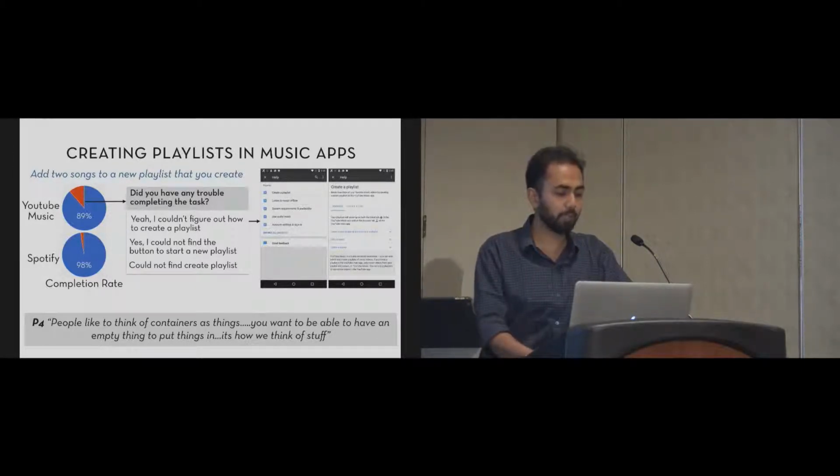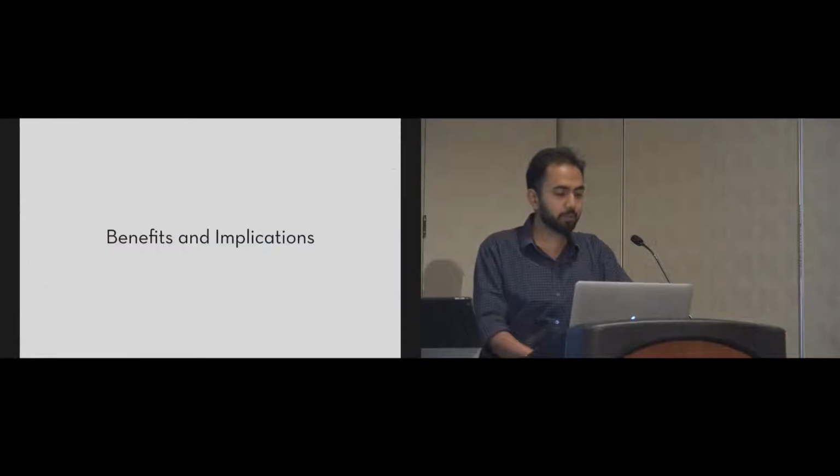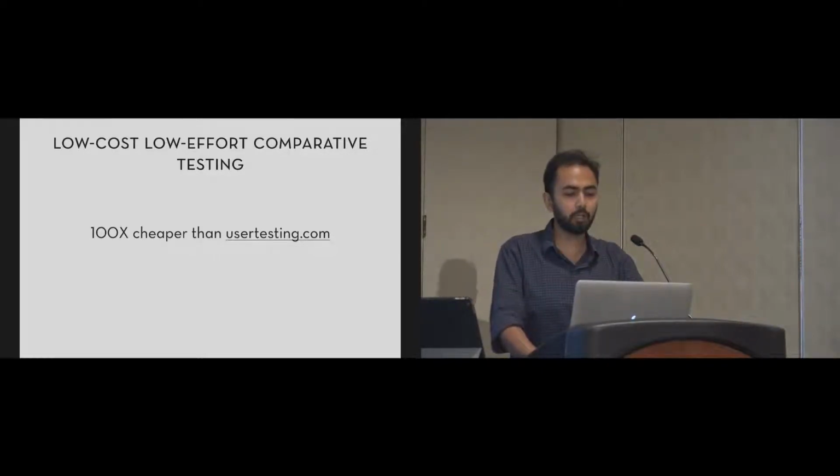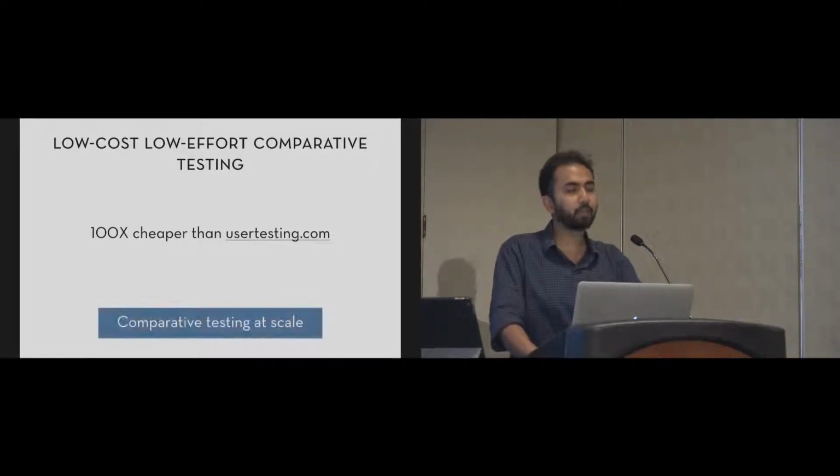So in terms of benefits, there are 3 big benefits of ZIPT that came up during our discussions. First, ZIPT requires significantly lower cost and effort to run comparative tests compared to existing techniques. It is 100x cheaper than using something like usertesting.com. Also, since we collect structured data, you get aggregation for free. The implication of lower cost and effort is that now it's possible to do comparative testing at scale.